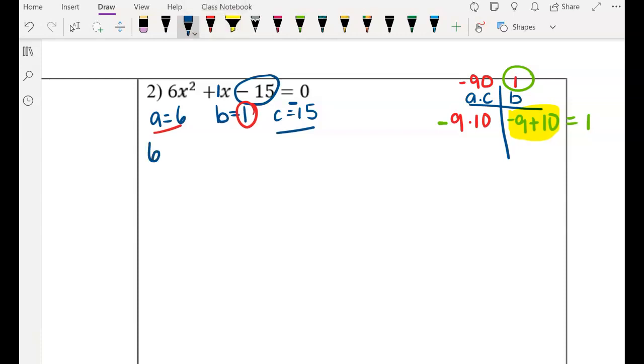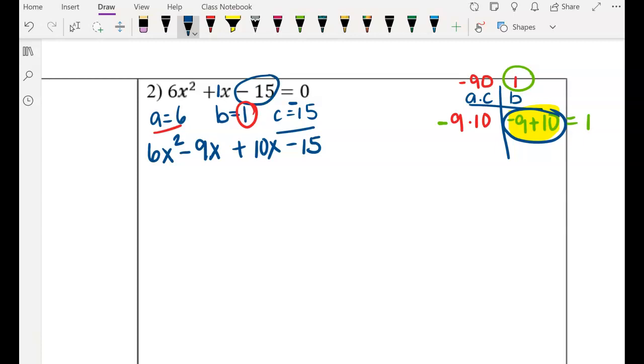So rewrite this as, I'm going to factor by grouping here. If you use the box method, do your box method. If you guess and check, then guess and check. So 6x squared is in the front, -15 is in the back. I'm going to write -9x and +10x. You don't have to write it like that. You can write +10x and -9x.